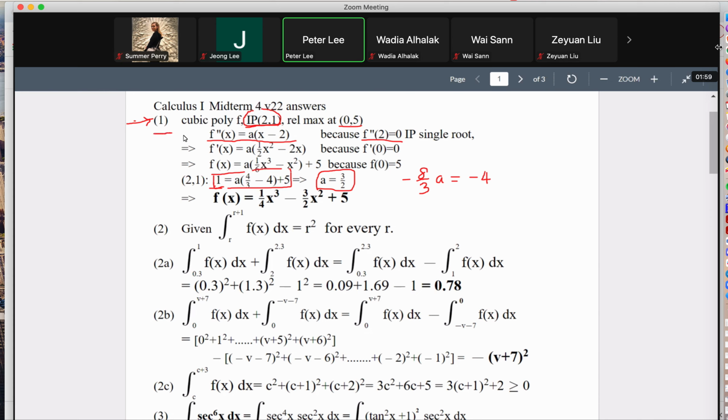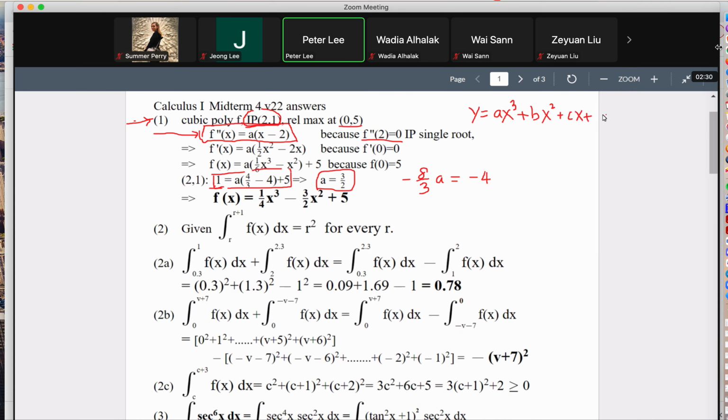Does everybody get this? Does everybody get that the f double prime has to be this guy right here? Oh, by the way, I think most of you started with f(x) equal to ax cubed, plus bx squared, plus cx, plus d.